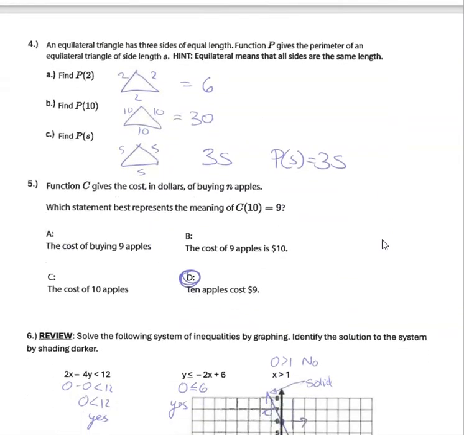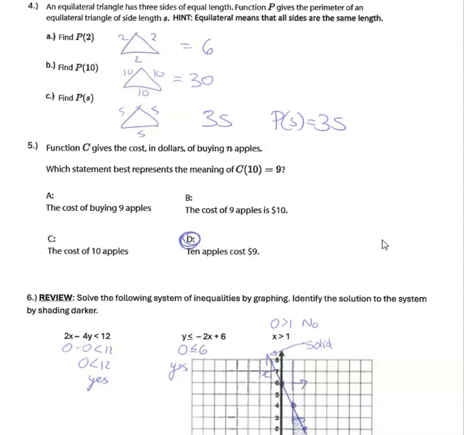The next one says an equilateral triangle has 3 sides of equal length. Function p gives the perimeter of the equilateral triangle with side length s. Remember that an equilateral triangle is going to have all the sides that are going to be the same length. So when they say p of 2, that is basically saying what is the perimeter when a side length is 2? So it's 2, 2, 2, which is 6. The next one says what is p of 10? What is the perimeter when the side length is 10? 10, 10, 10 is 30. And the last one is what is the perimeter when the side length is s? s, s, s is going to be 3s. So p of s equals 3s.